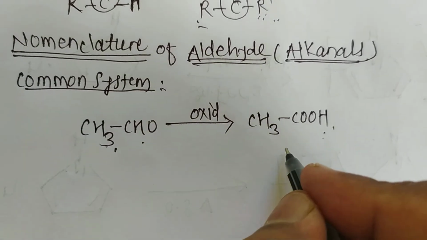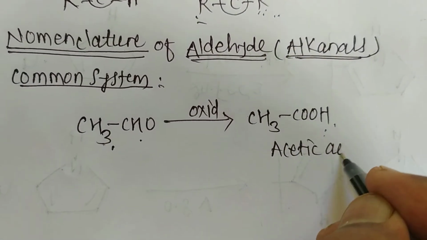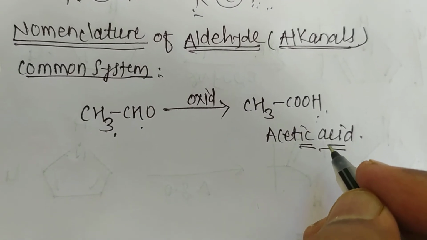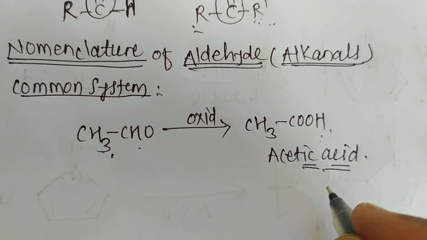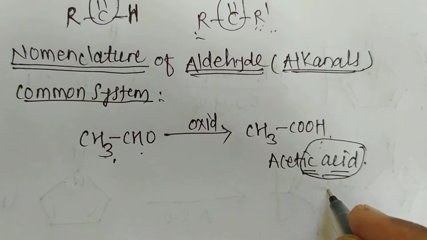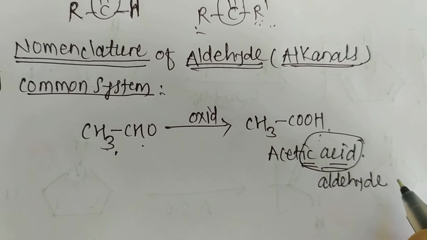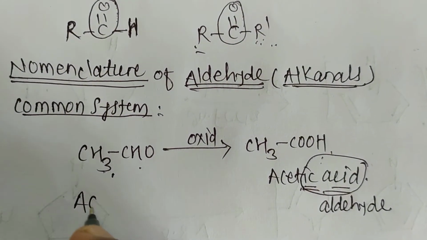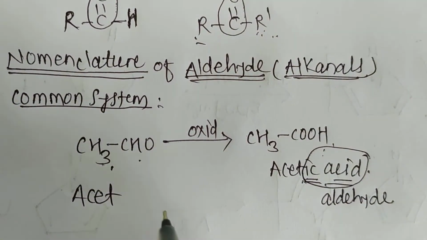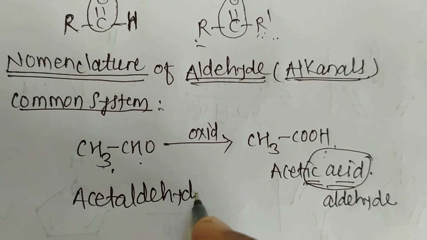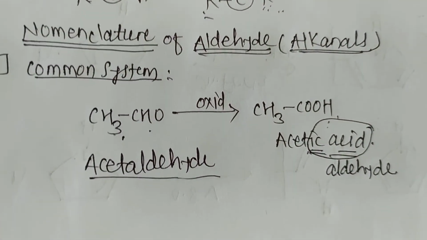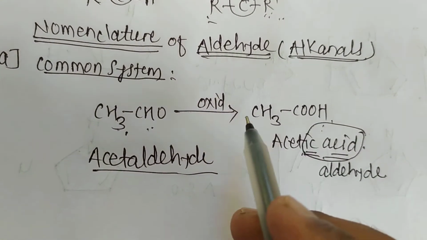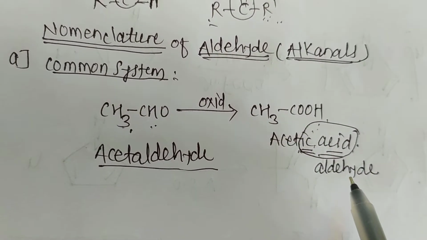This is acetic acid. The suffix ic acid from the name of this acid is replaced by aldehyde. Here acetic acid, the ic acid is replaced, and aldehyde is attached, so it is acetaldehyde. In the common name system, the aldehydes are named according to the acids from which they are formed, by replacing ic acid by aldehyde.